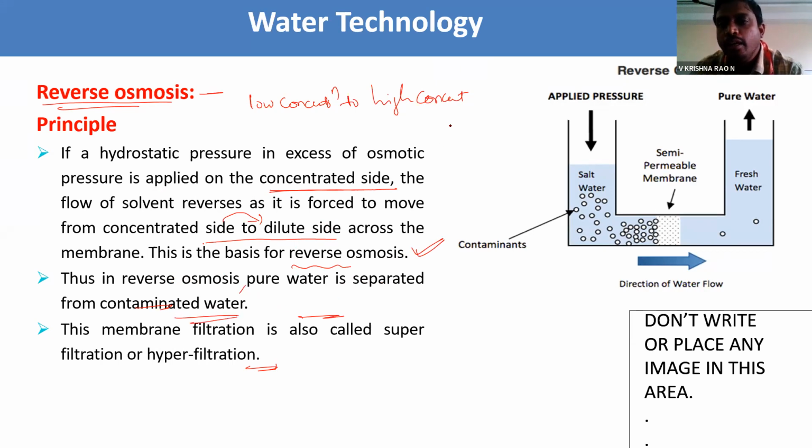See here, the concentration of water molecules is very low on this side, but the concentration of water molecules is high on the other side. But we are applying the osmotic pressure here. The flow of solvent reverses, forced to move from the concentrated side to the other side.